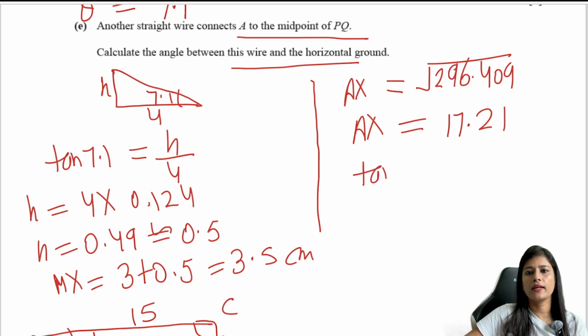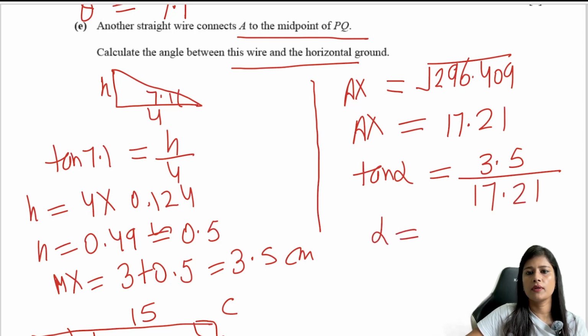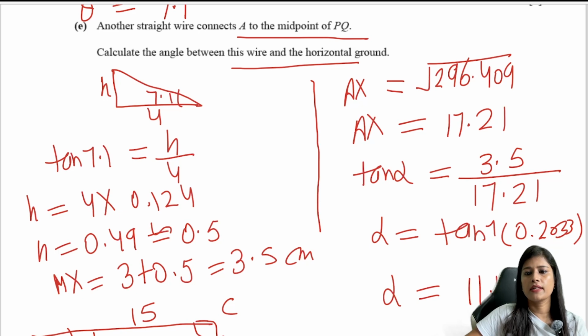So now tan alpha was MX over AX, 3.5 divided by 17.21. So alpha will be tan inverse of 0.2033. So alpha is 11.49 degree, or I can write alpha as nearly 11.5.